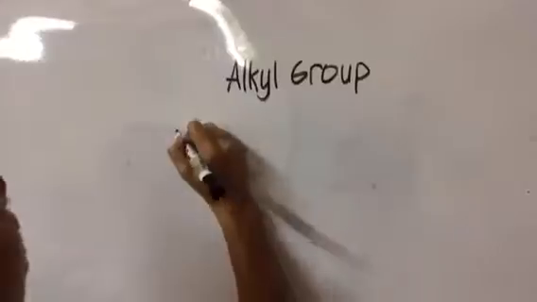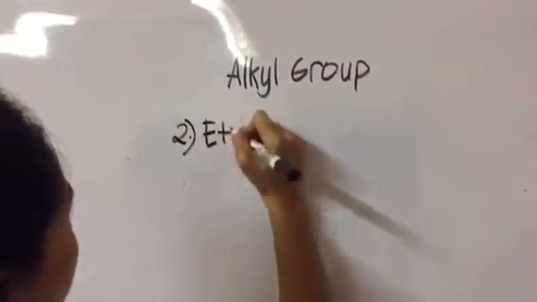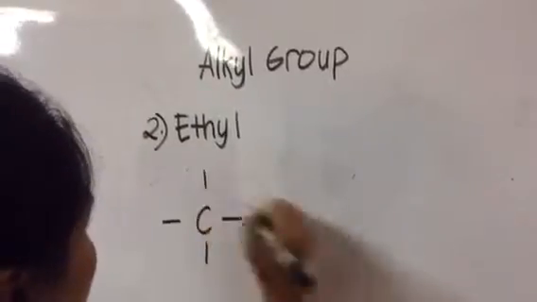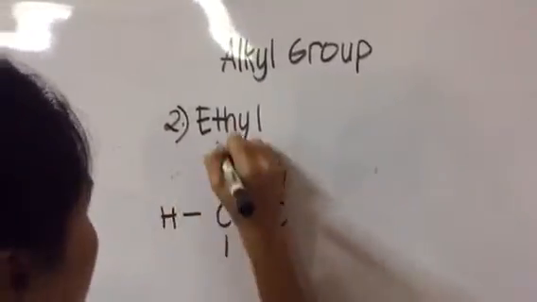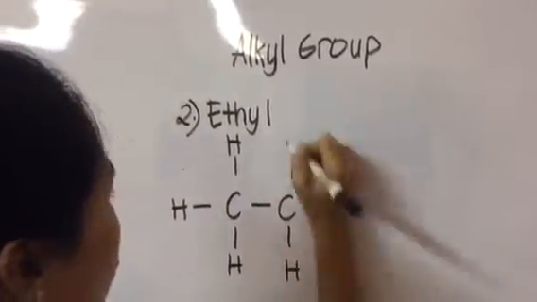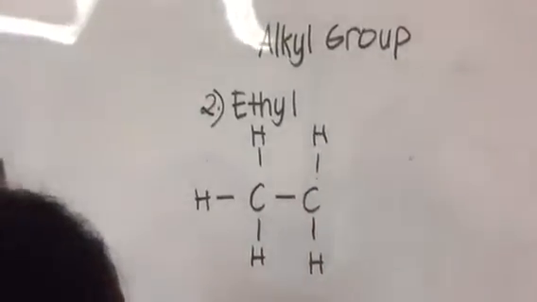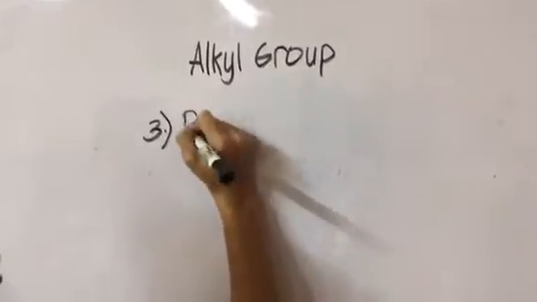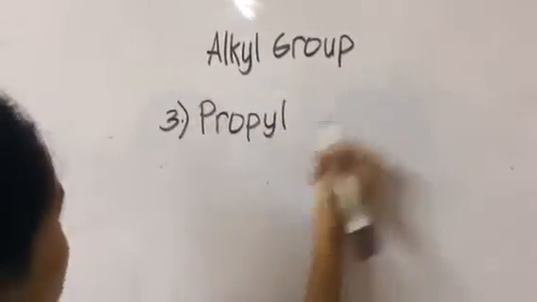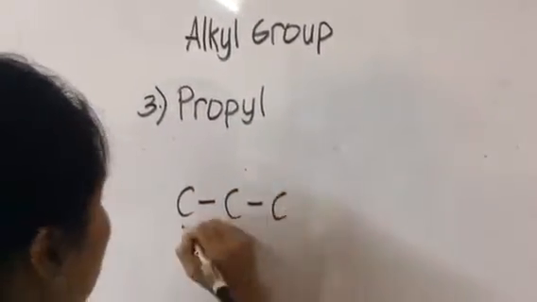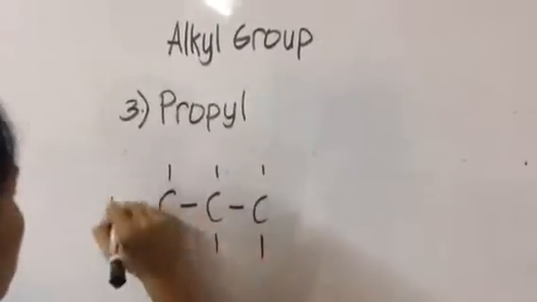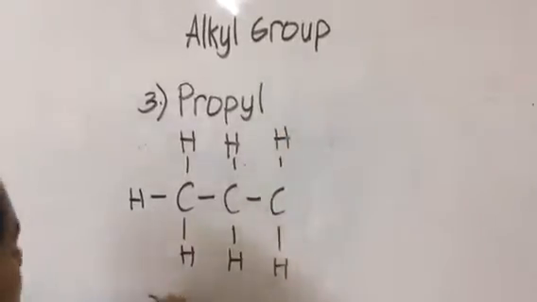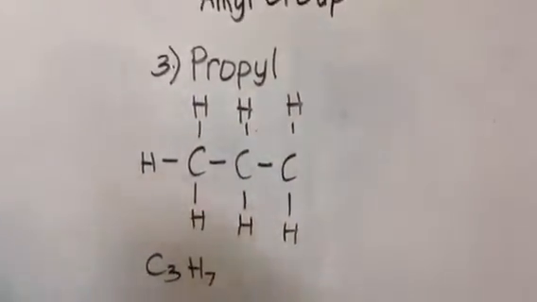Next up is ethyl. Just do the same method as with methyl. You just have to put 2 carbon atoms with 5 hydrogen atoms. So you would get C sub 2 and H sub 5. Up next is propyl. You just have to do the same process as the others. You just have to put 3 carbon atoms with 7 hydrogen atoms. So you would get C sub 3 and H sub 7.